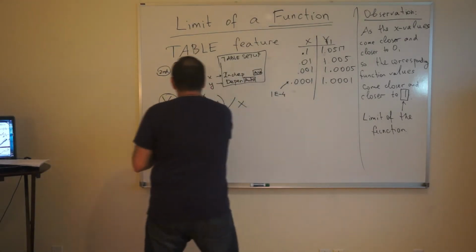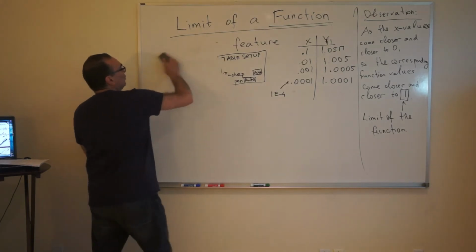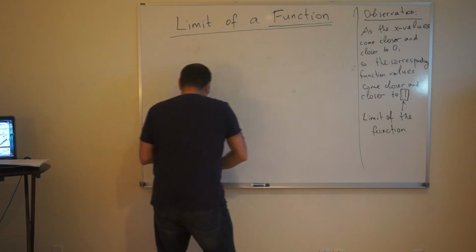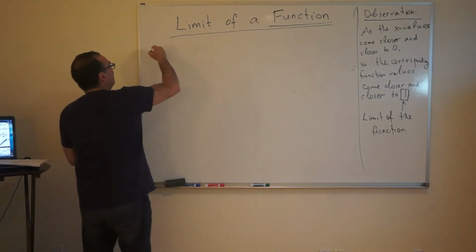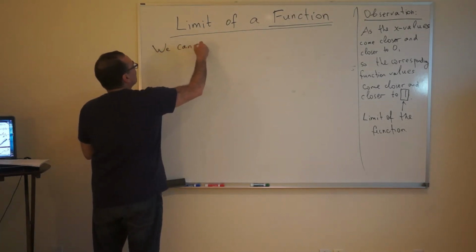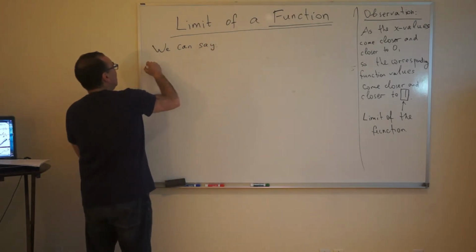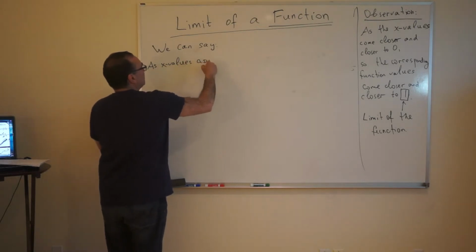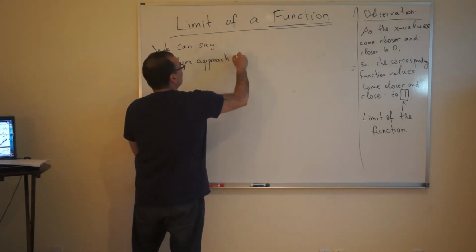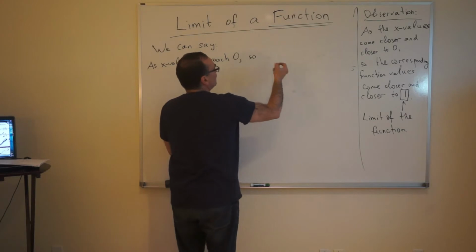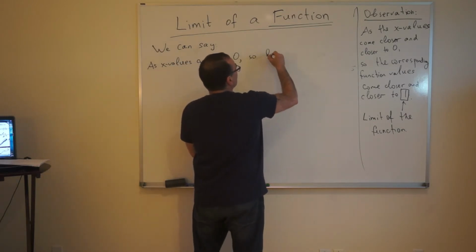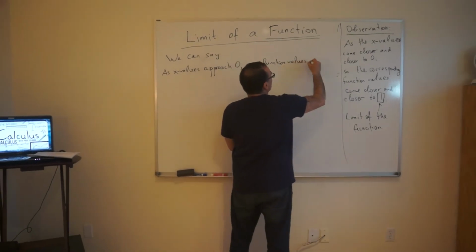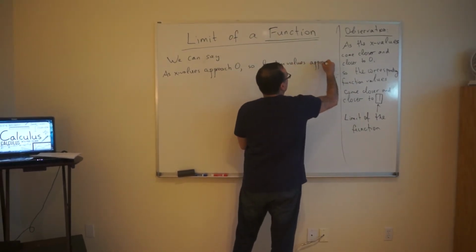So let me write it in short. Like I say, coming closer and closer, we can say approach or tend. So we can say, as x values approach 0, the corresponding function values approach 1.